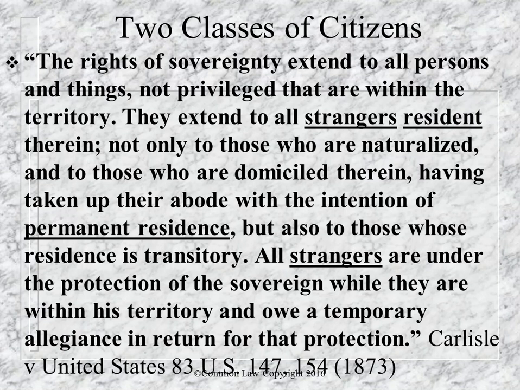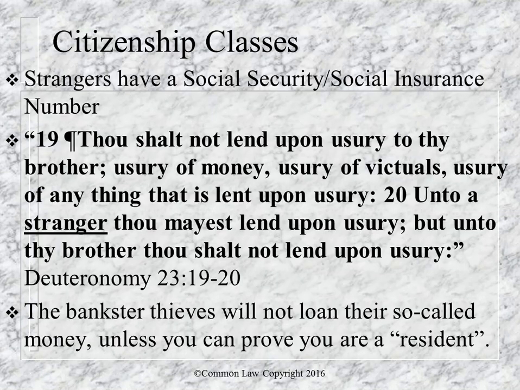The rights of sovereignty extend to all persons and things not privileged that are within the territory. They extend to all strangers resident therein, not only to those who are naturalized and to those who are domiciled therein, having taken up their abode with the intention of permanent residence, but also to those whose residence is transitory. All strangers are under the protection of the sovereign while they're within his territory and owe temporary allegiance in return for that protection. And that's U.S. Supreme Court. Talking about two classes of citizens.